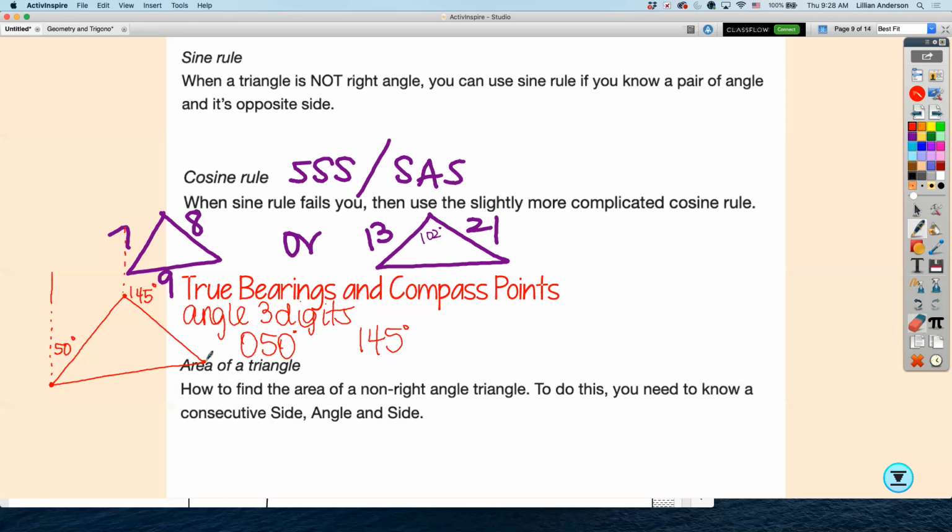Compass points. That's north, east, south, west. Go from there. All right. There's not much more I can say about that. You need to know how to find the area of a non-right triangle. To do this, there was that formula. A equals 1/2 ab sine of angle C.